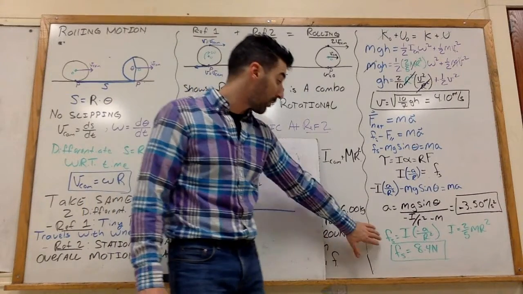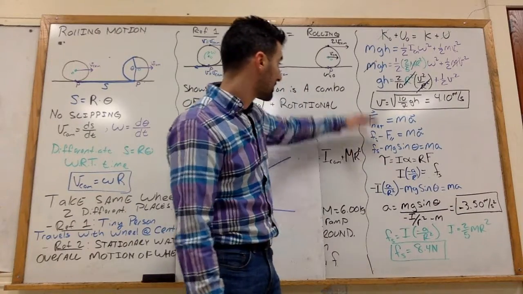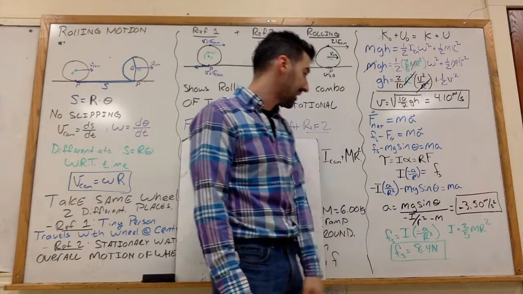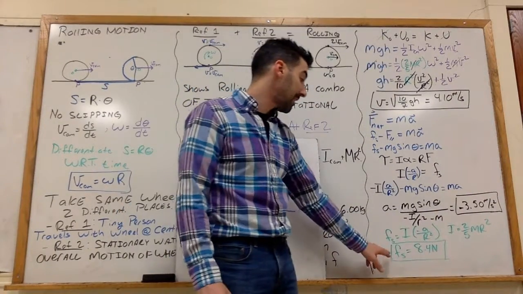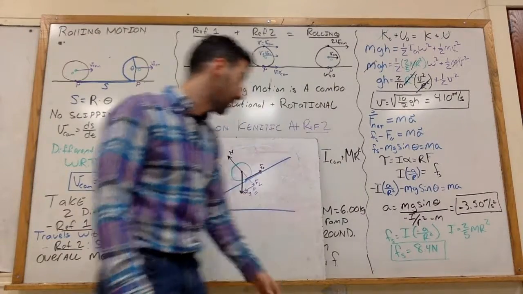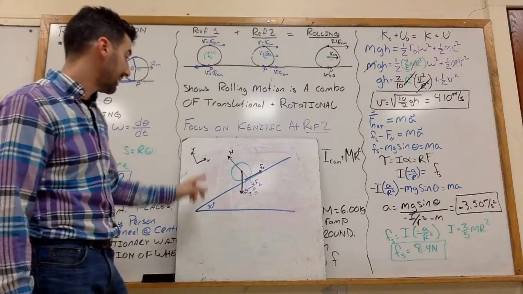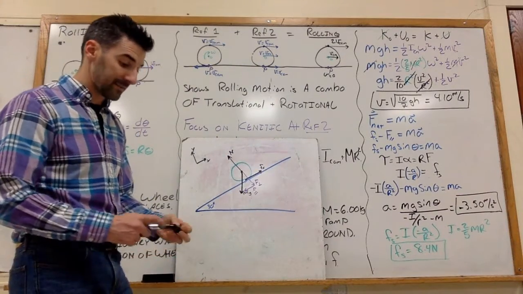Last part was what we were actually trying to find, the frictional force. My frictional force, just straight plug it into what we have. I times negative a over r squared, where again, I is equal to 2/5 mr squared. That should come out to a positive 8.4 newtons, which again agrees with my free body diagram. X is going uphill in the positive direction. Friction is going in the positive direction.